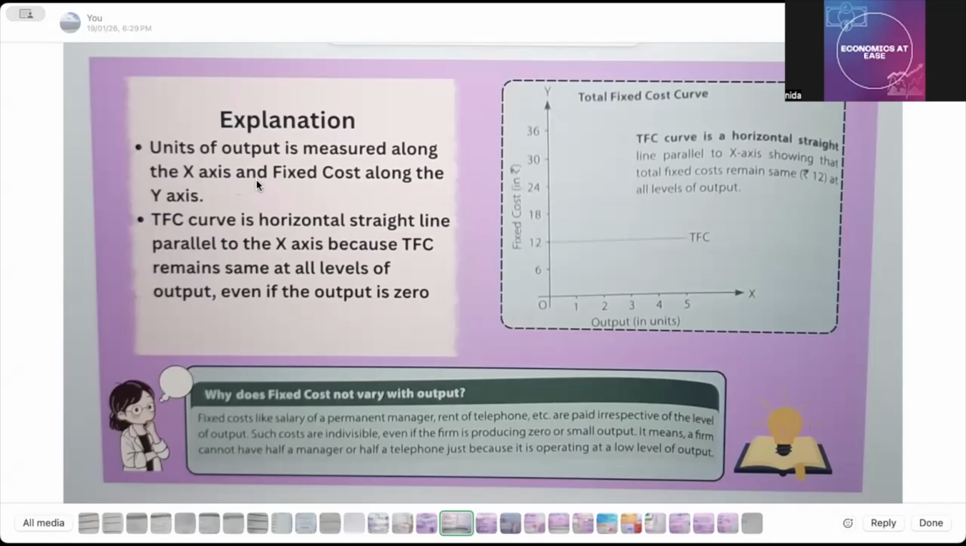Units of output is measured along the x-axis and fixed cost along the y-axis. You can easily see here. Then TFC curve is a horizontal straight line parallel to the x-axis. Here you can see, because TFC remains the same at all levels of output, even when the output is 0.